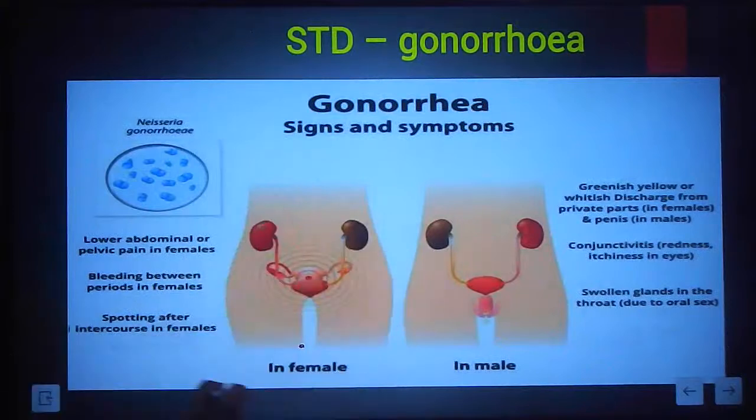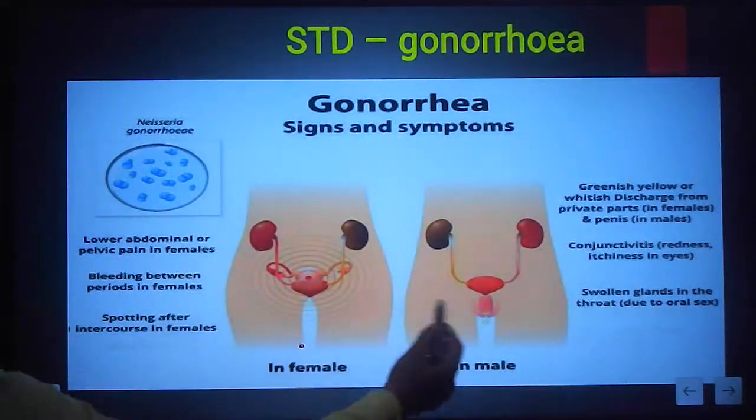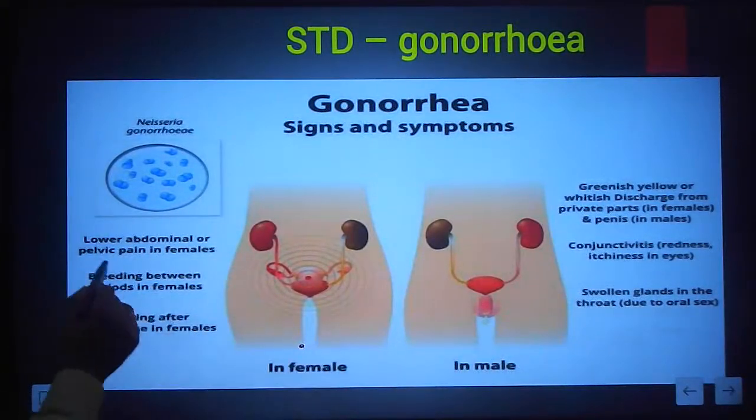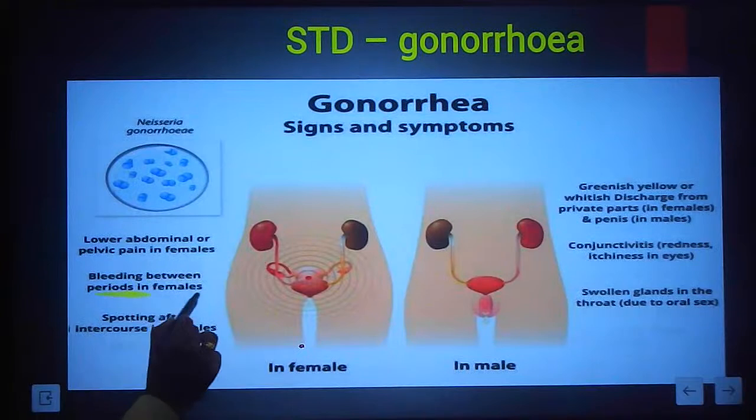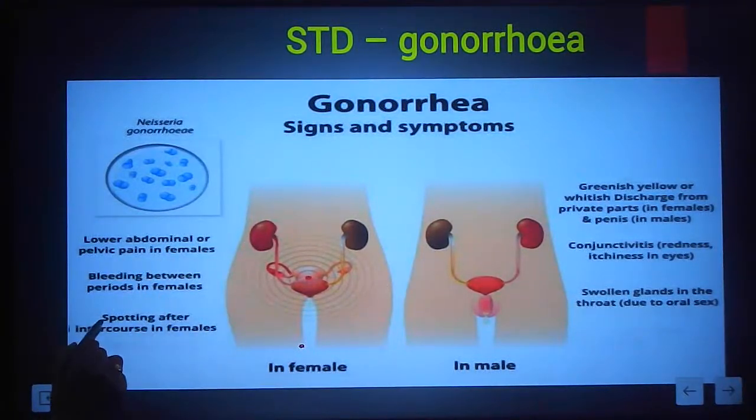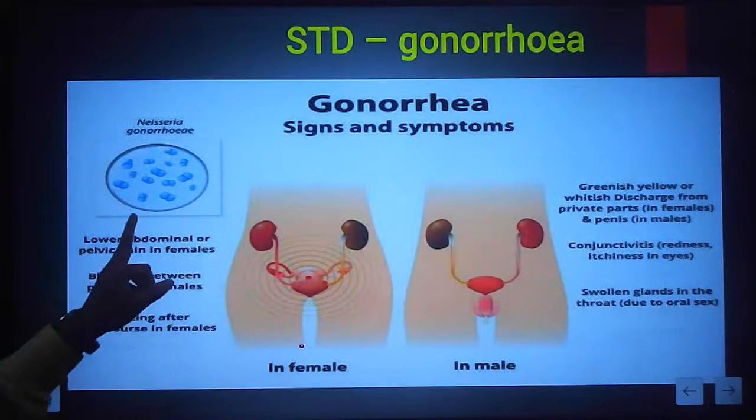So what are the symptoms that you could see in females? It affects both males and females. But in a female, you could see lower abdominal or pelvic pain, bleeding between the periods, excessive bleeding, and spotting after intercourse. These are the common symptoms that you could see in females.